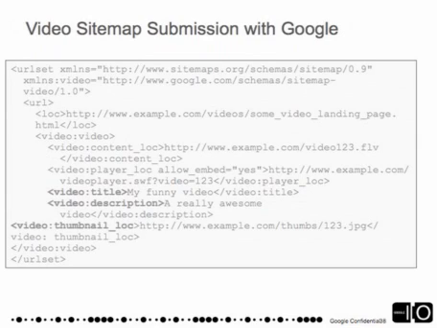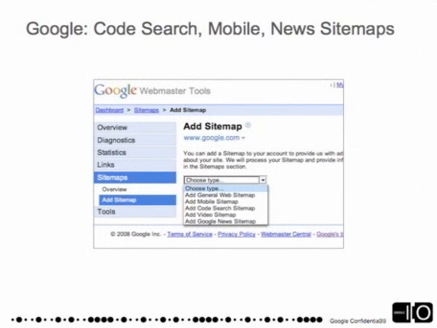There are some other sitemaps, just quickly to go over them. If you have video content, you can submit a video sitemap. There you can list the title as well as the description and a thumbnail location. There's a whole bunch of sitemaps Google accepts right now. We also have news. We have mobile, code search. So that's just in Webmaster Tools. You can pull down and submit the sitemap that you choose.